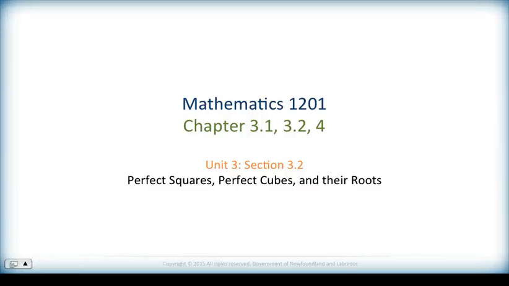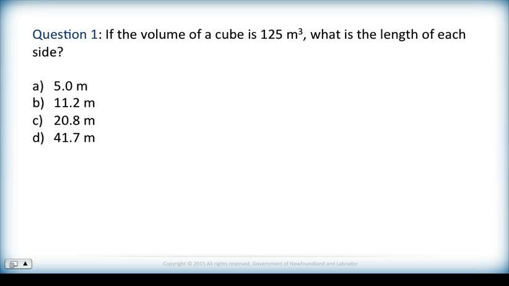In this lesson, we will work with questions from Unit 3, Section 3.2, perfect squares, perfect cubes, and their roots. Our first question: if the volume of a cube is 125 meters cubed, what is the length of each side?